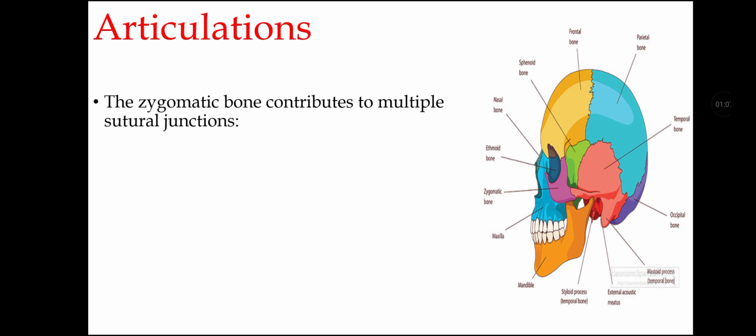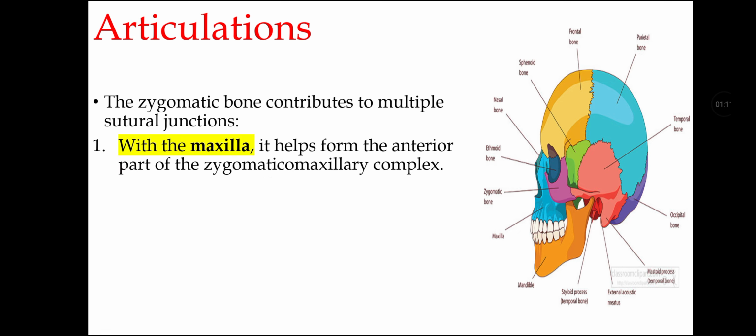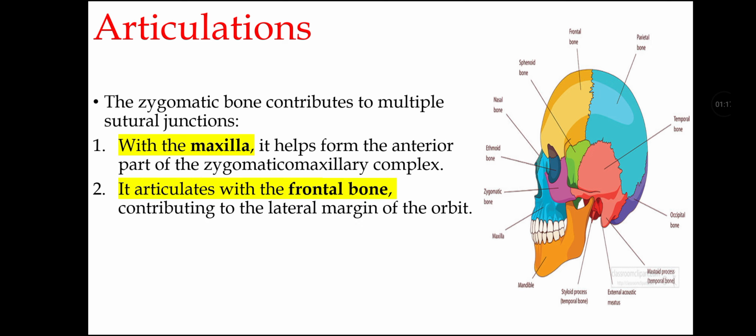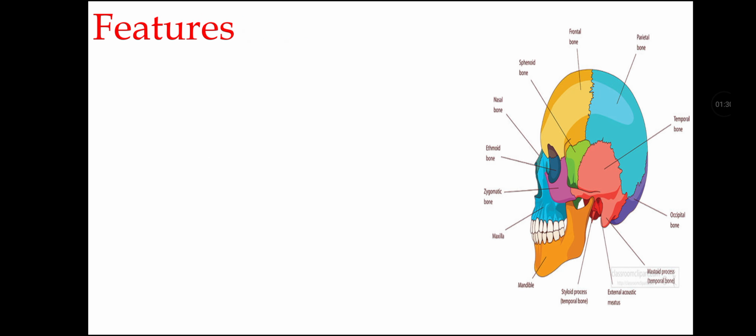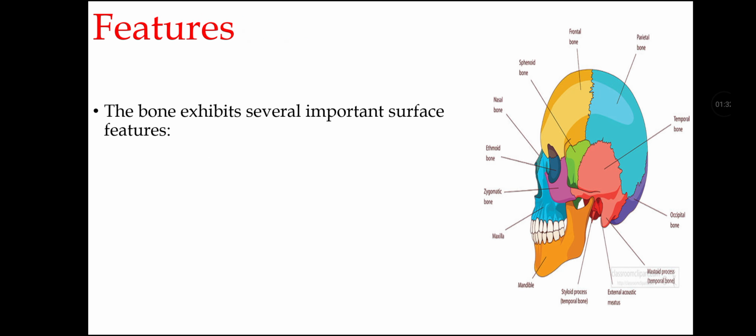Now talking about its articulation, zygomatic bone contributes to multiple structural junctions. With the maxilla, it forms the anterior part of the zygomatico-maxillary complex. It articulates with the frontal bone, contributing to the lateral margin of the orbit. It also joins with the sphenoid bone and temporal bone, forming the zygomatic arch, which is significant for both structural integrity and muscle attachment.